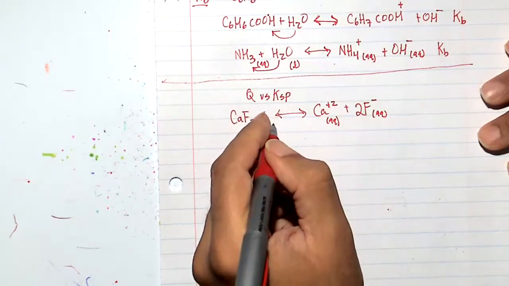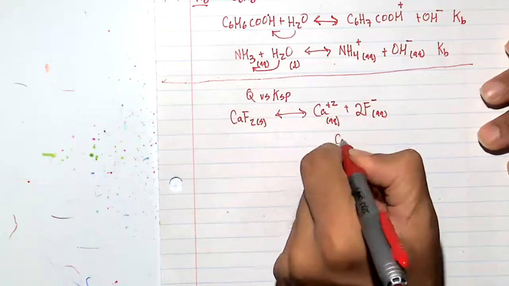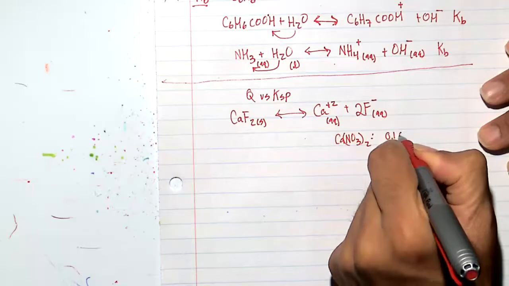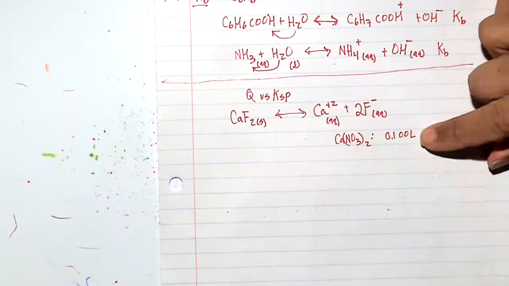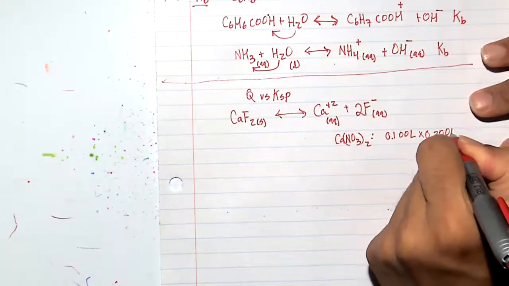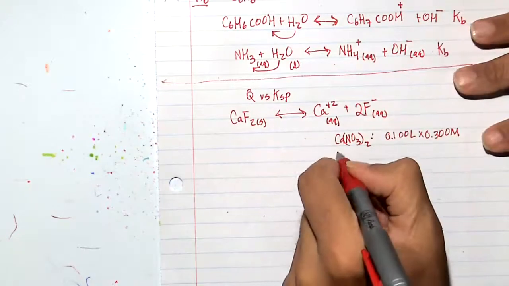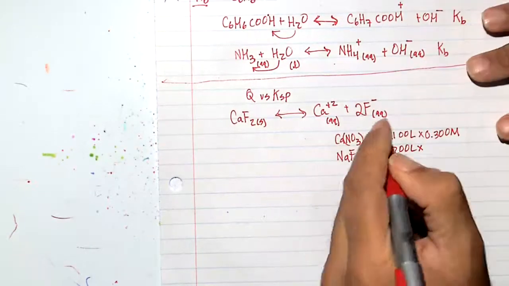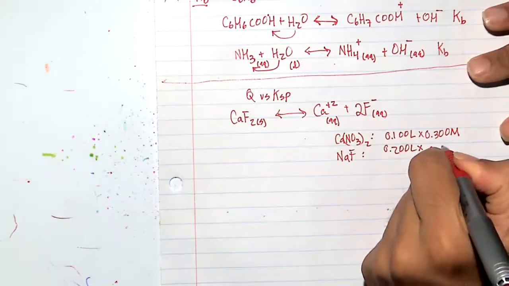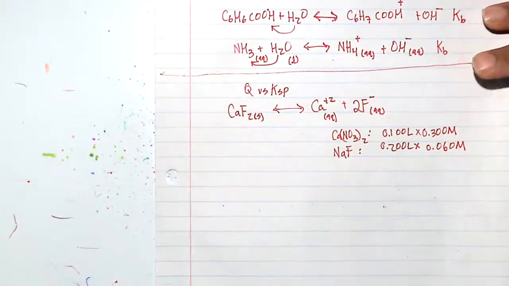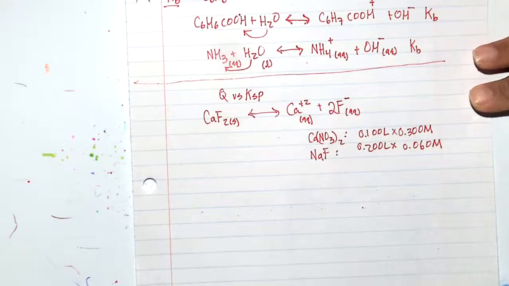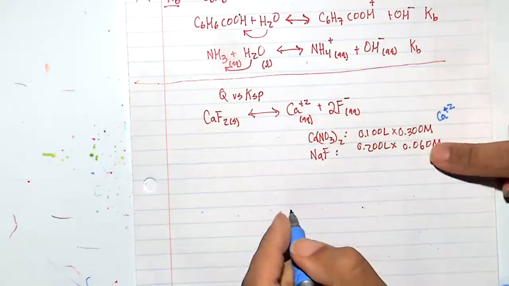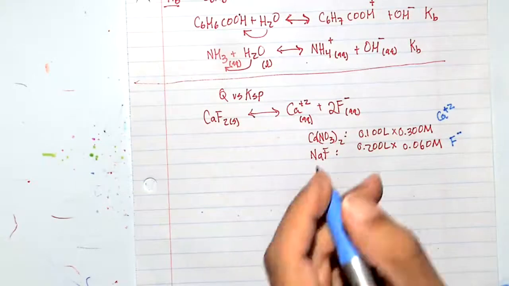And let's say that the calcium ion comes in the form of calcium nitrate: you have a 0.100 liter solution volume, and the concentration is 0.300 molar. Okay, so this is your source of calcium ions. Let's say I have sodium fluoride, 0.200 liters, and the concentration of sodium fluoride is 0.060 molar. So the question is, given this concentration of calcium nitrate, a source of calcium ion, and given this concentration of sodium fluoride, a source of fluoride ion, will a precipitate form?